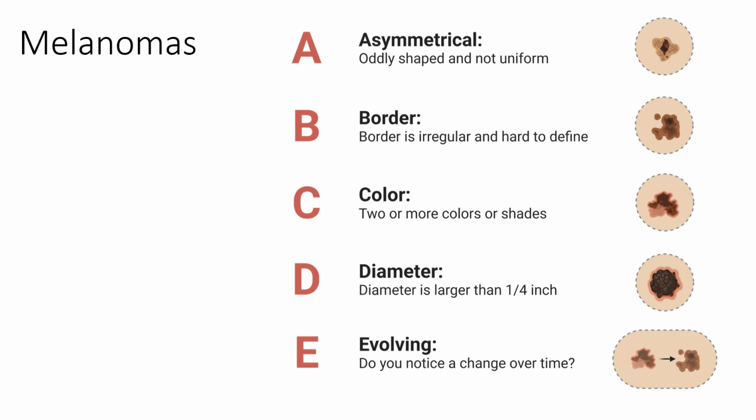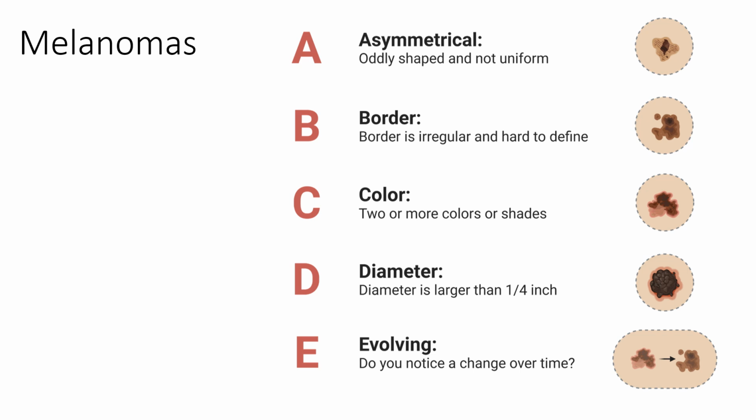All of these pictures here are all melanomas. However, A, B, C, D, and E are things that you can apply to any type of skin cancer. So side note, if a lesion on your skin meets all of these criteria, you should run, don't walk, to a dermatologist, but also think positively.